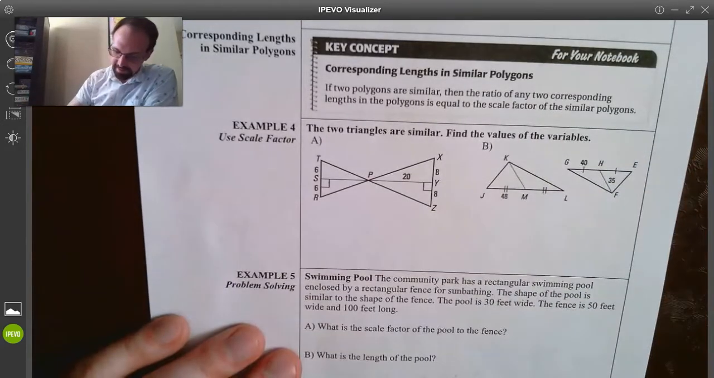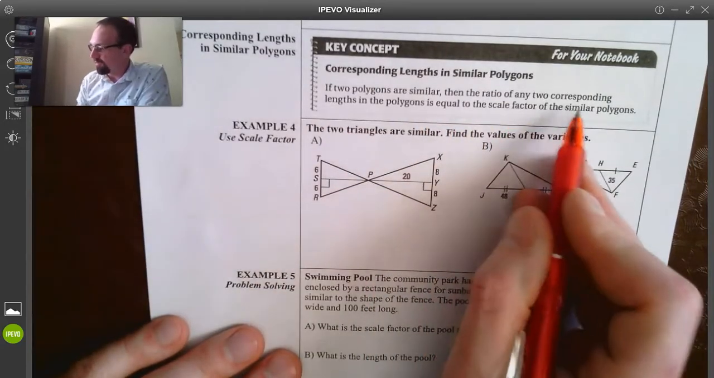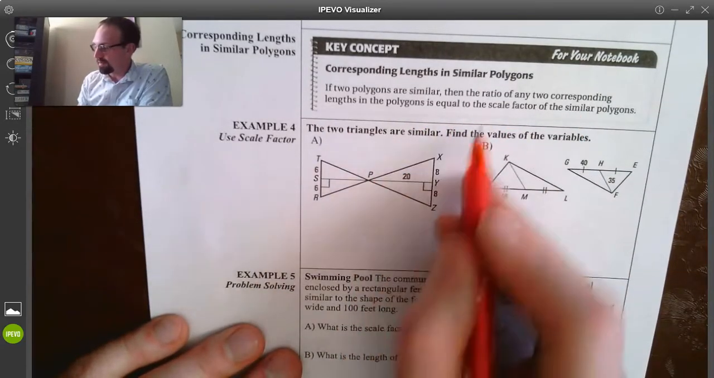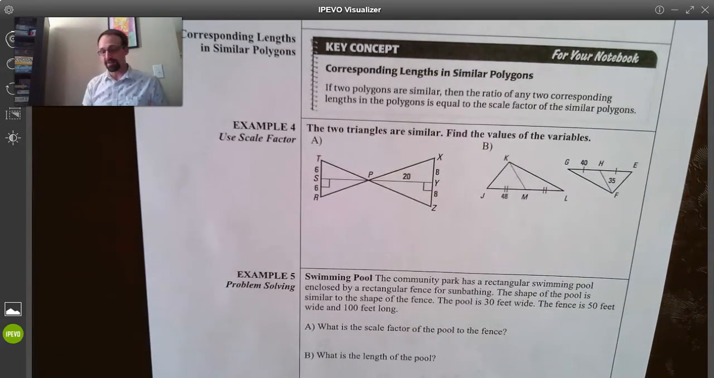So, corresponding lengths in similar shapes. If two polygons are similar, then the ratio of any of the corresponding lengths in the polygons is equal to the scale factor. So as soon as we know the scale factor, we can use that to find the value of anything in the triangle.